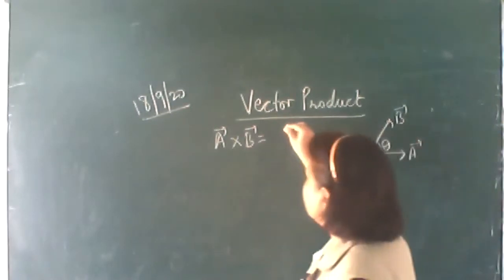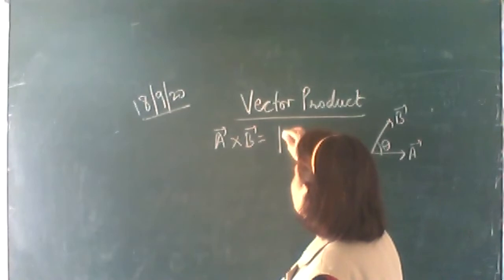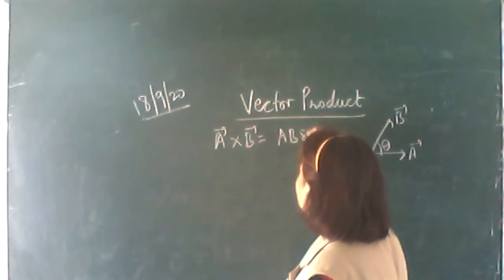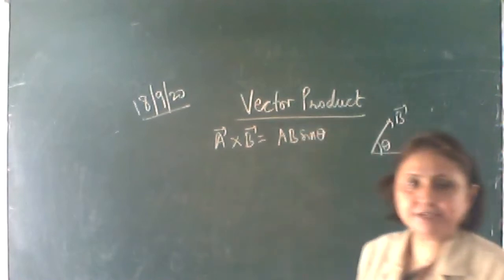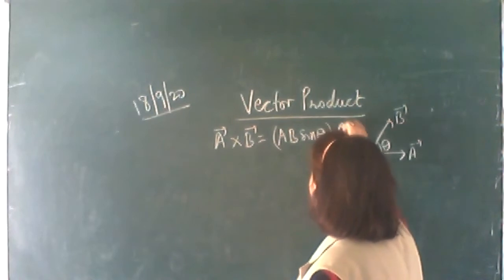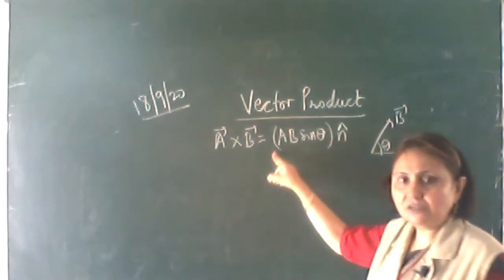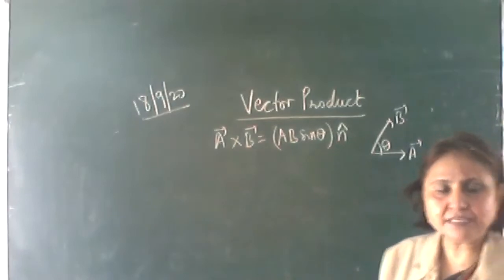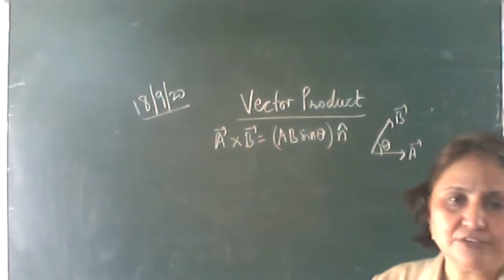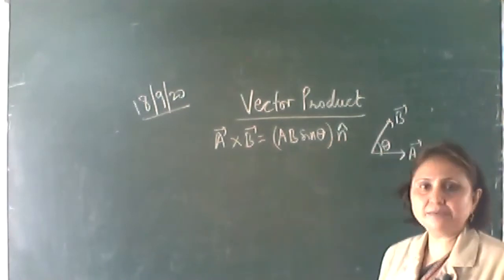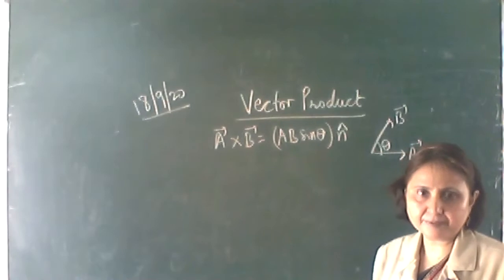Okay, magnitude is given by A into B into sine theta. The magnitude of A cross B vector is AB sine theta, and it has some direction also. The whole magnitude is here. Only the direction has to be represented, so we represent it by a unit vector. Let this unit vector be n cap. So A cross B vector is equal to AB sine theta into n cap.